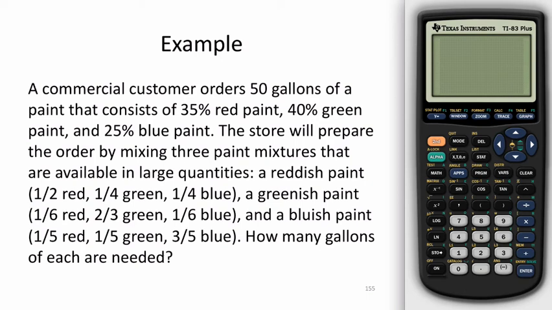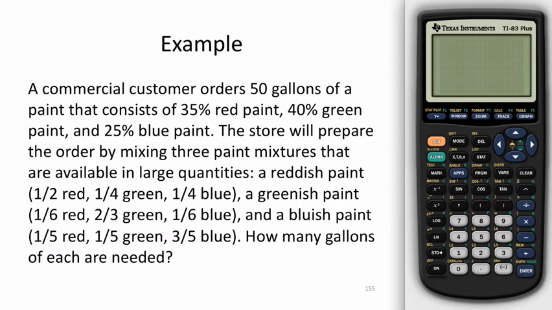So a commercial customer orders 50 gallons of a paint that consists of 35% red, 40% green, and 25% blue paints. So that's the composition, that's the recipe that they're ordering, but they want 50 gallons of it. The store will prepare the order by mixing 3 paint mixtures that they have available in large quantities.